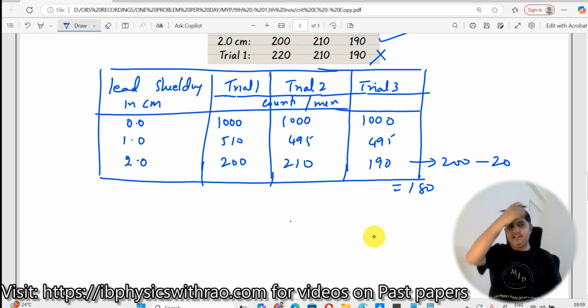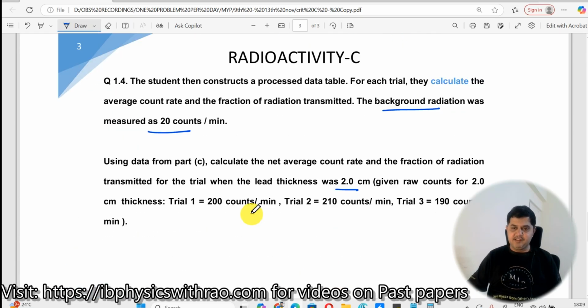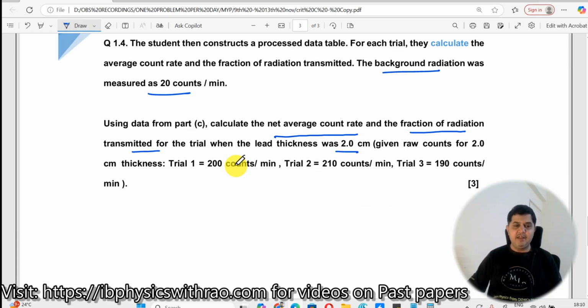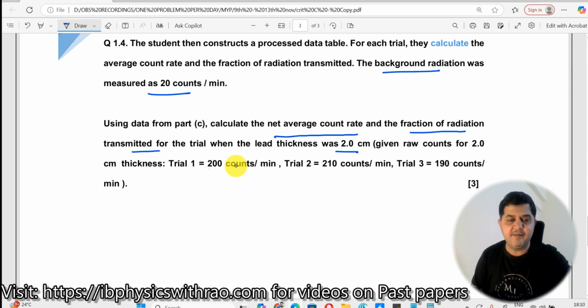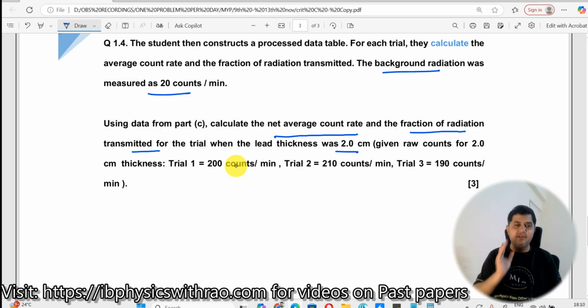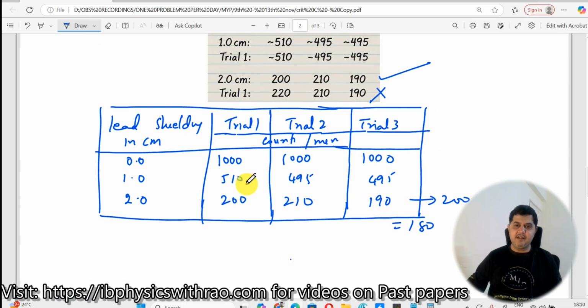Now you need to find out what is the fraction of the radiation emitted. That's what is being asked, right? So for this, calculate the net average count rate. This is done now. Average count rate and fraction of the radiation emitted for the trial. So that is being asked. So now what we do is we will count the net average raw count. Initially when there was no lead available, we had 1000, 1000, 1000. So net average here is equal to 1000 counts per minute, right?